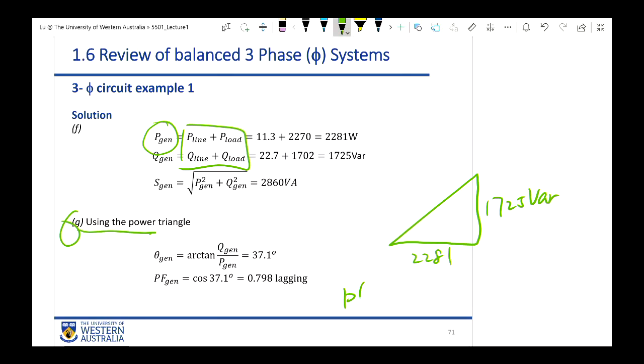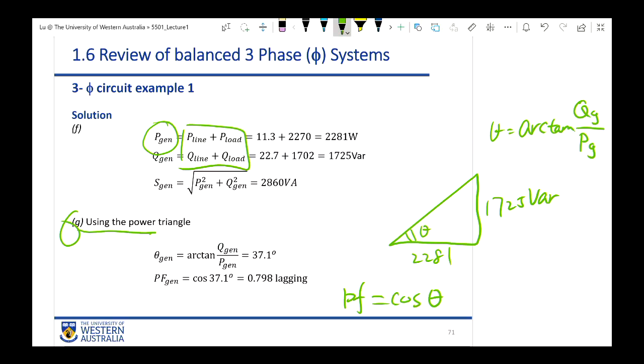Power factor at the generator side is equal to cosine theta. The theta is the angle for this generator power triangle. So what's theta? Theta is equal to arc tangent of rise over run. I just use the symbolic notation: Q generated divided by P generated. This gives you theta, and then take the cosine of this angle. You get the power factor.